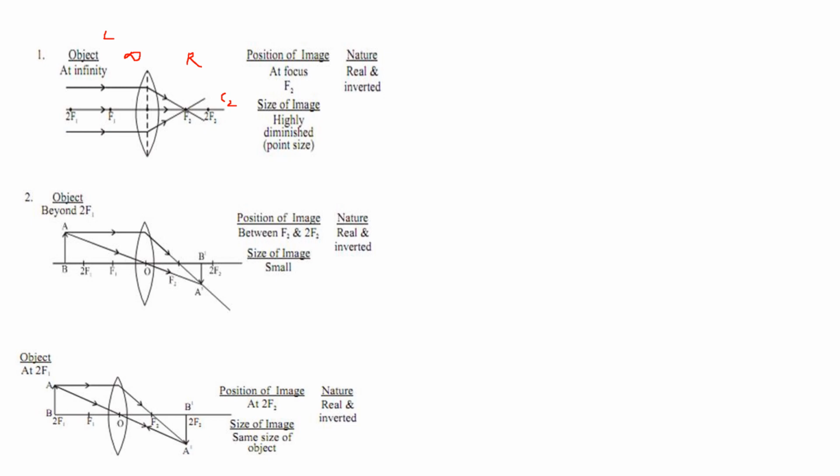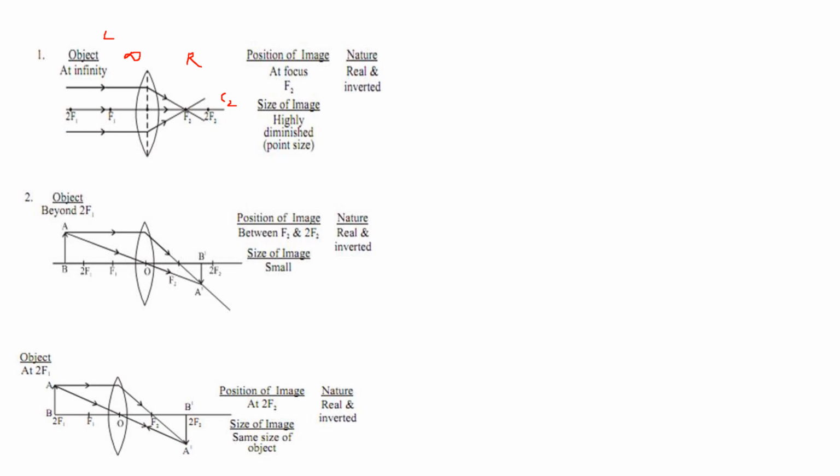Now let's see the position and the size of the image. Position, as you know, is the position of the image at focus f2. You can also write at principal focus, right? Or f2 is also fine. Size of the image, you can see it is a highly diminished point size image. The nature of the image is real and inverted.